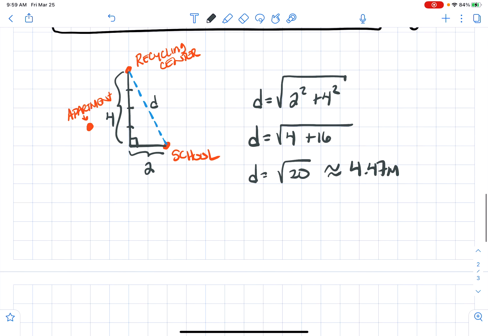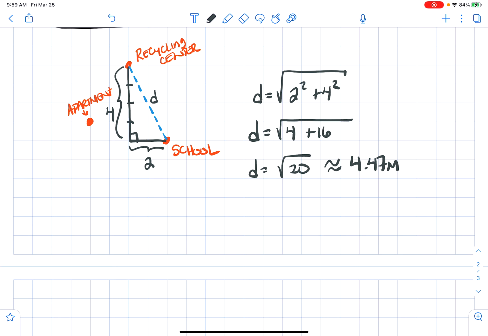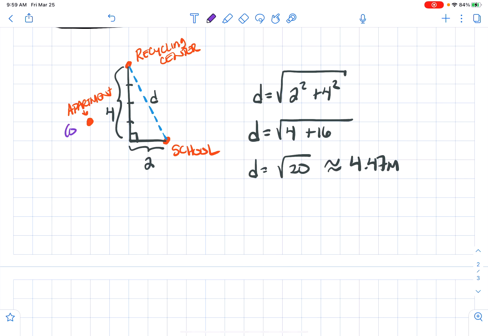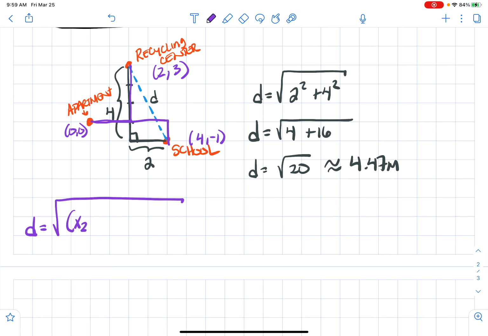Now, if you want to do it the more traditional way, in terms of how you would do this with coordinates, here's the other way that I would consider thinking about this. I'll do it in a purple color for you. If we consider your apartment to be 0, 0, then this point over here is going to be 4, comma, negative 1. And this point over here would be 2, comma, 3. So that would be the other point there. So the distance then would be the square root of x2 minus x1 all squared plus y2 minus y1 all squared.